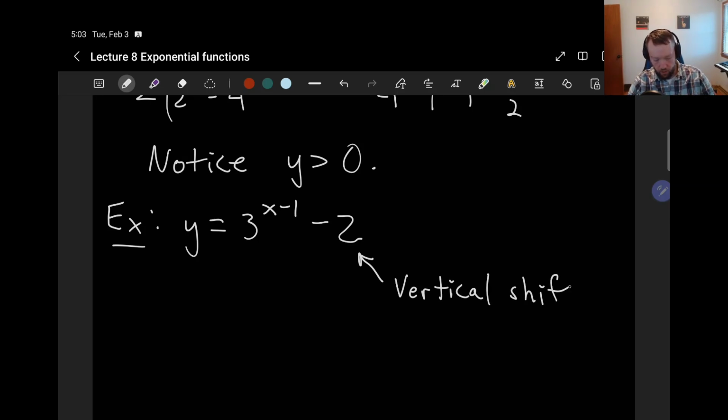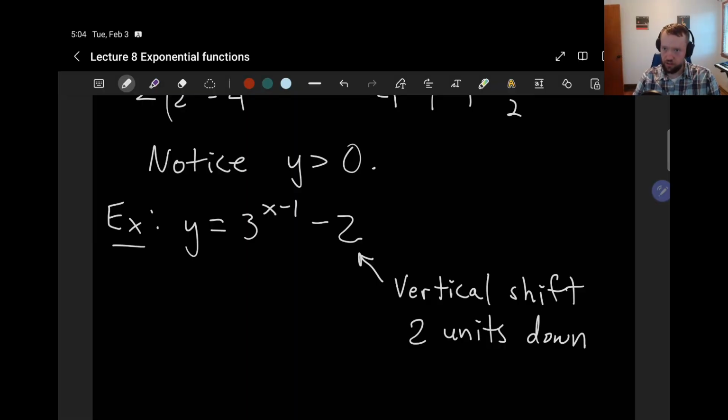Whenever you are adding or subtracting something that's outside of this exponential part, if we have a -2 out here, that represents a vertical shift of your original graph. Say if we only had this 3 to the x minus 1 part, when I then subtract 2, that means we go down 2 units. So this is a vertical shift, 2 units down. If this were instead a +2, then we would be going up by 2 units.